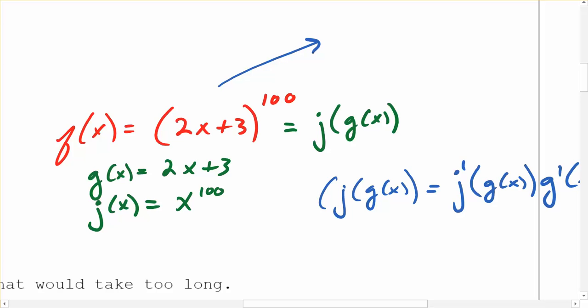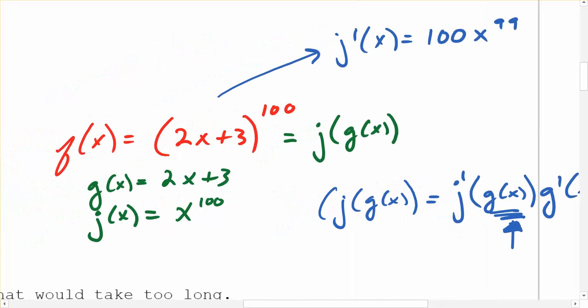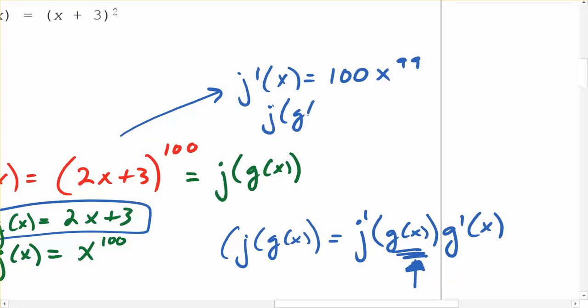On this one, what is the derivative of j of x? What is j prime? Tell me what j prime is. Raise your hand. What is it, Chris? 100 to the x. J prime of x is 100 times what? X to the 99th. What does this tell us? What do we plug into j prime? What is g of x? Oh, it's right there. So j prime of g of x, what is that? 100 times what? To the 99th.